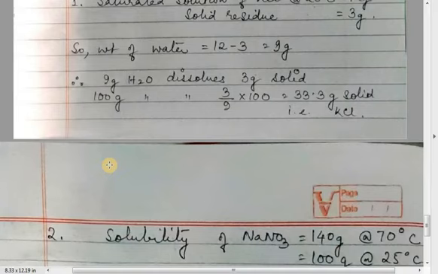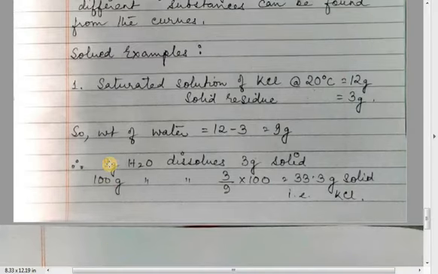Next, let's go to example number 1. It is mentioned that 12 gram of a saturated solution of potassium chloride at 20 degrees Celsius, when evaporated to dryness, leaves a solid residue of 3 gram. Calculate the solubility of potassium chloride. So how much was the saturated solution weight? It was 12 gram, and the temperature is 20 degrees Celsius. Now it is evaporated to dryness, so a solid residue is formed. That means the 3 gram of potassium chloride was there in the saturated solution.